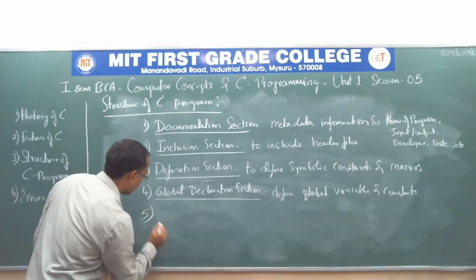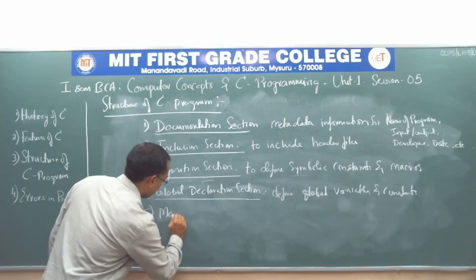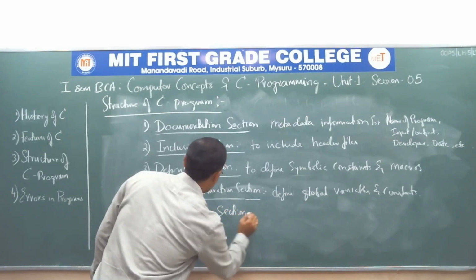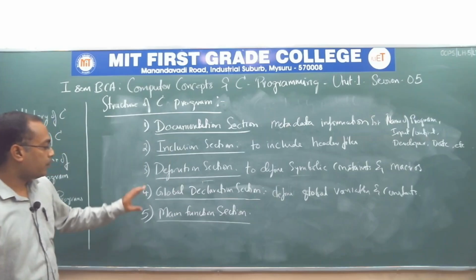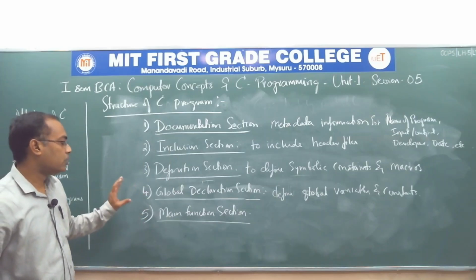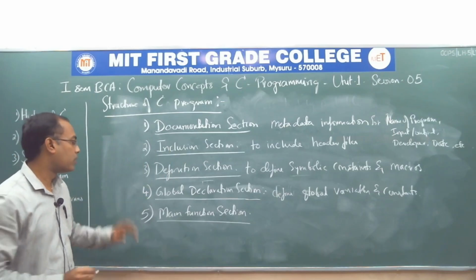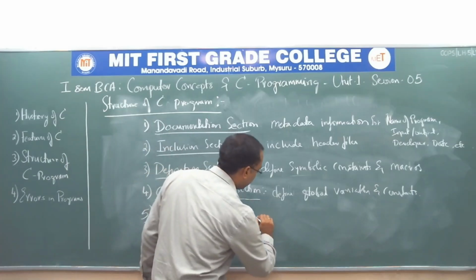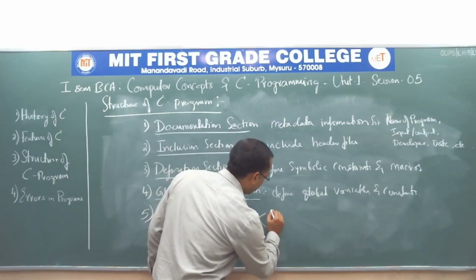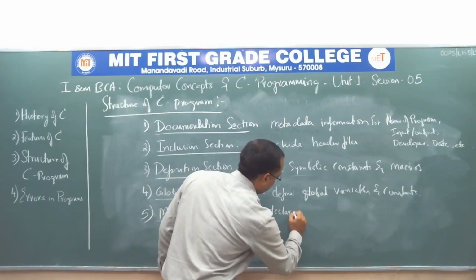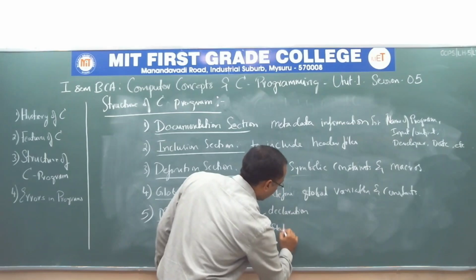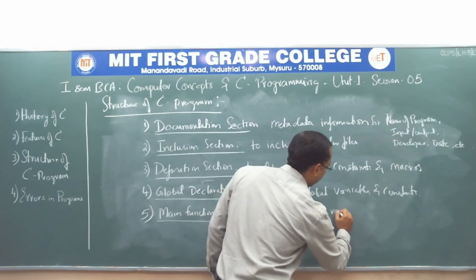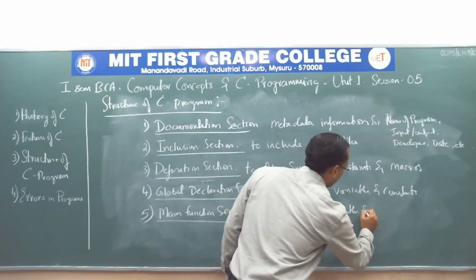The next section is the main function section. This is the main core part of the C program. You have to keep it in mind that every C program should contain at least one main function section. This main function section contains two blocks, that is declaration and executable statements. Declaration is nothing but declaring of variables and constants.